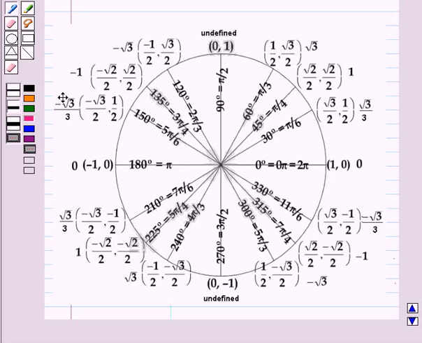So, in this session, we have discussed symmetry, even and odd, of trigonometric functions and also their periodicity with the help of unit circle. And this completes our session. Hope you all have enjoyed the session.